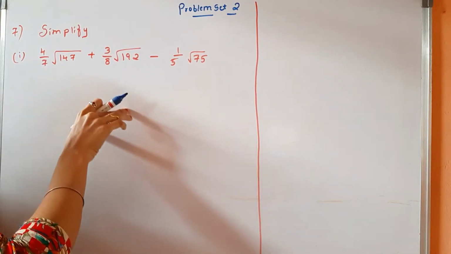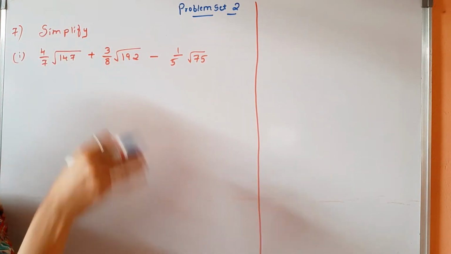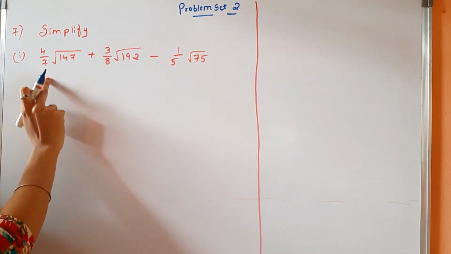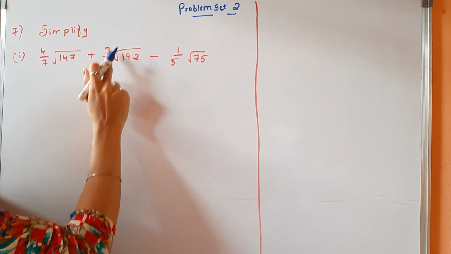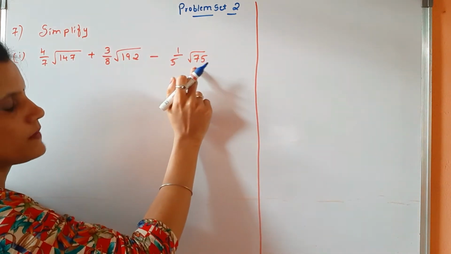Okay, so we'll start. In question number 7, there are a total of 4 questions. The first question is simplify. What you have to do, they have given the roots in the radical sign. We have to simplify 4 upon 7 square root of 147 plus 3 upon 8 square root of 192 minus 1 upon 5 square root of 75.